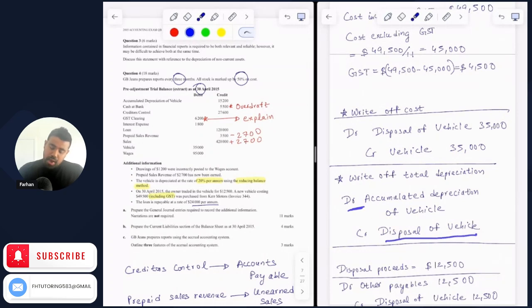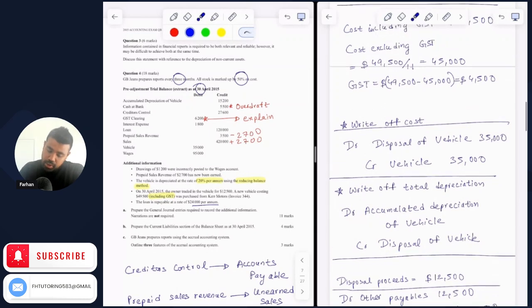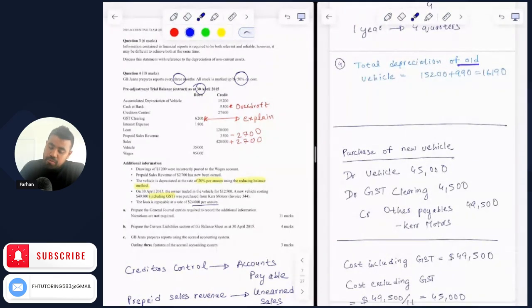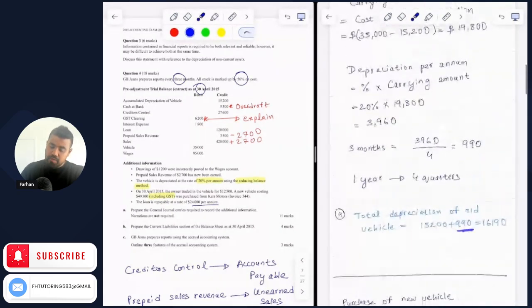So what is the amount? Now the amount needs to be calculated. So total depreciation of the old vehicle is $15,200, which is what we're getting from the pre-adjustment trial balance, plus the additional $990 that we had derived ourselves just a while ago, if you remember.